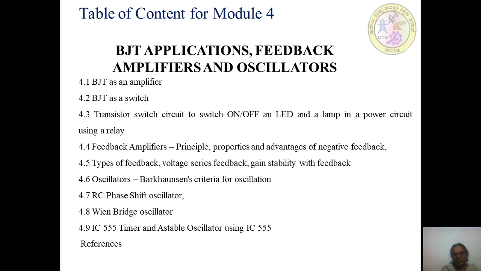Next, we go on to the important topic, that is the feedback amplifier. Under the feedback amplifiers, we will be going through the principal properties, disadvantages and advantages of negative feedback. Next, types of feedback. We have 4 different types of feedback: voltage series feedback, voltage shunt feedback, current series feedback, current shunt feedback. Then the gain stability with feedback calculation, and finally the oscillator part.